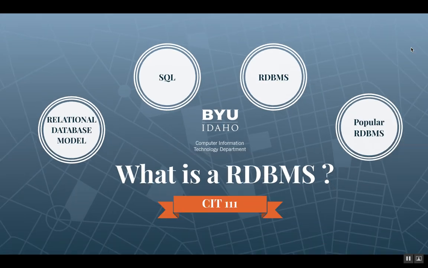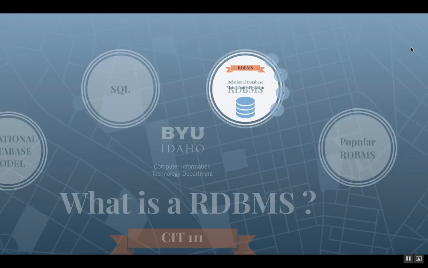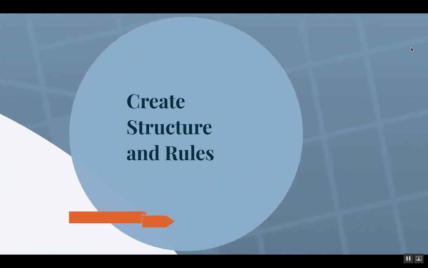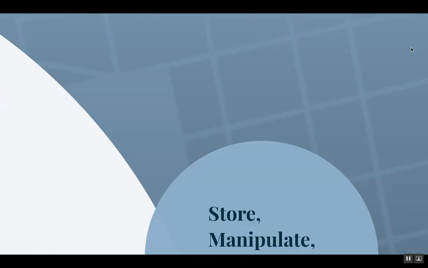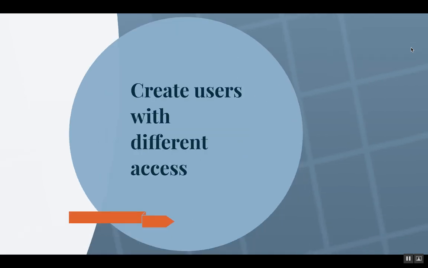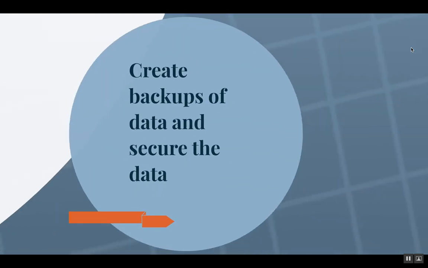So, how do we begin to create this type of database? We need an RDBMS, or Relational Database Management System. We can create and manipulate our database as well as control the hardware that stores the data with these types of systems. The Relational Database Management System can let you create the structure and the rules for the data, store, manipulate, and sort your data, create users with different levels of access to the data or giving them different roles, and create backups of the data and secure the data.